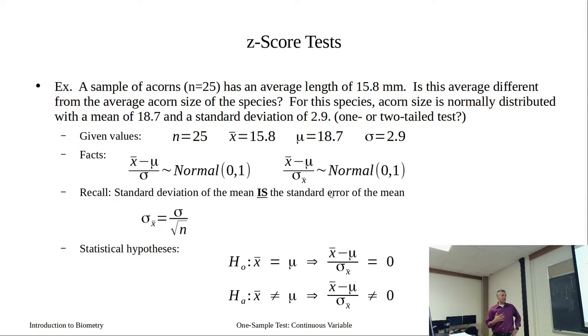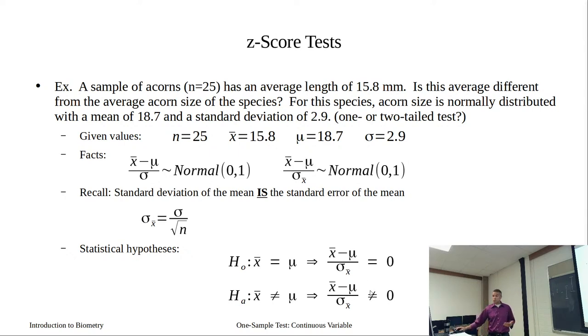So our statistical hypothesis is that our means are equal. But the way we get to testing it is if we apply this transformation, if we subtract our means and divide by the standard error of the mean, then if they're equal, we should be at 0. All right? And we should follow a normal distribution of 0 and 1. If they're not equal, then we shouldn't be equal to 0. And this is where our probability, our p-values, comes into play.